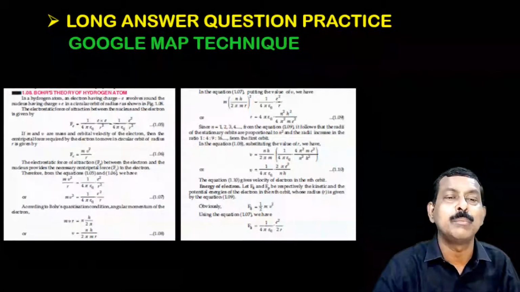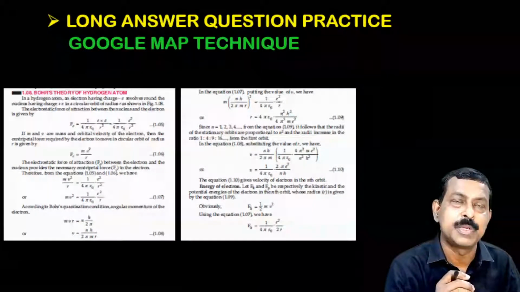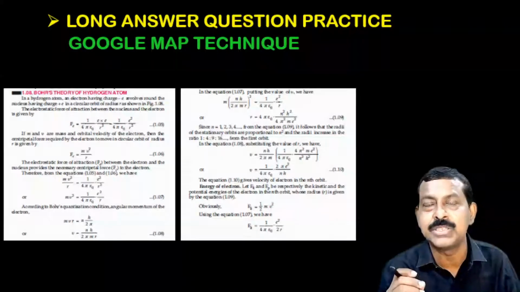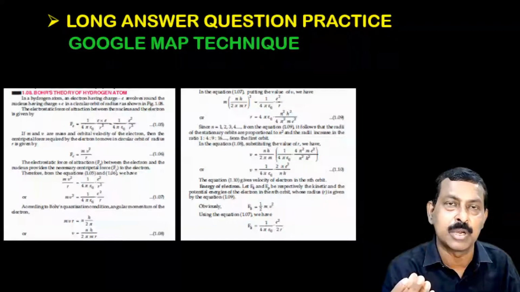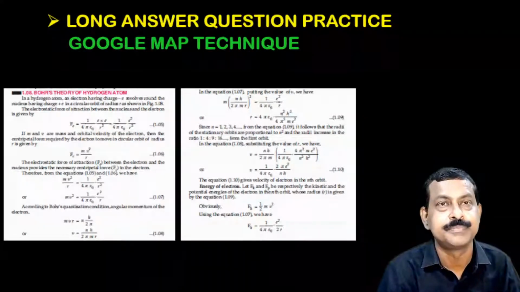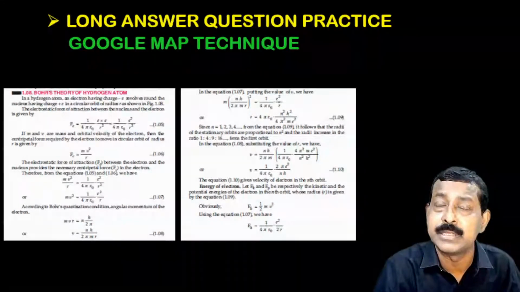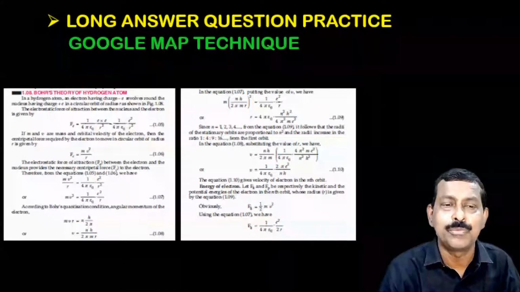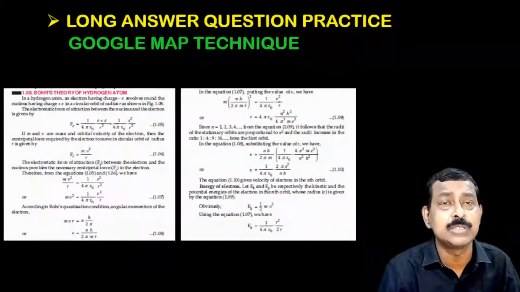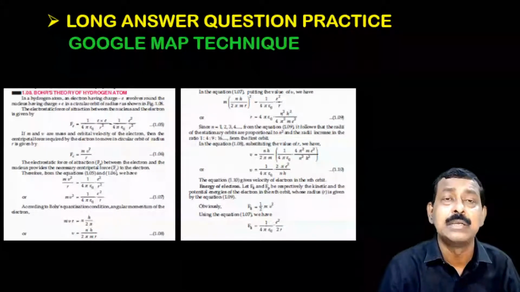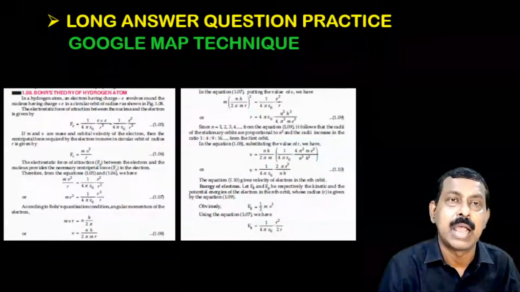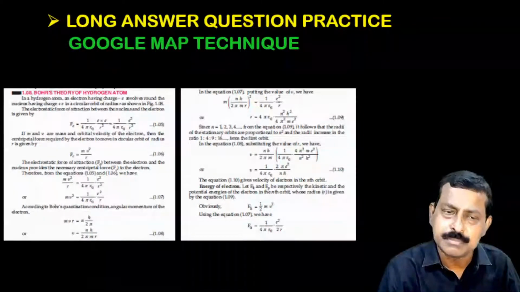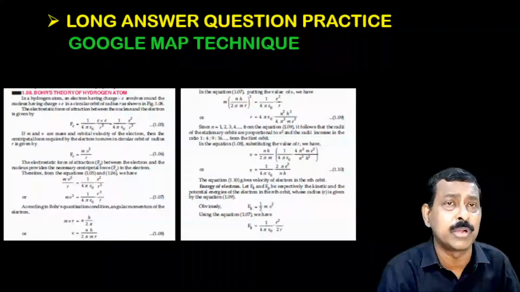Suppose you have one particular derivation. You have to find the expression for the energy of electron in any particular orbit of a hydrogenous atom. This is a lengthy derivation, and if you memorize it, you'll find that this is about 2 or 2.5 pages of your copy, and it will be tiresome work to memorize.